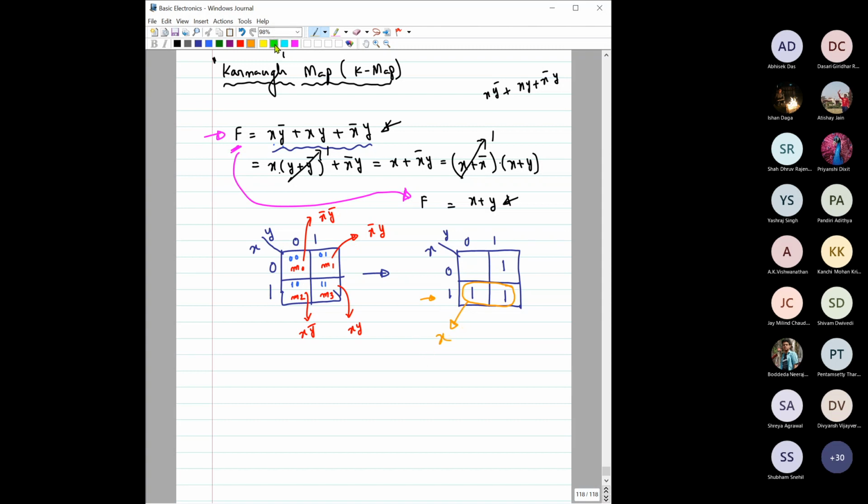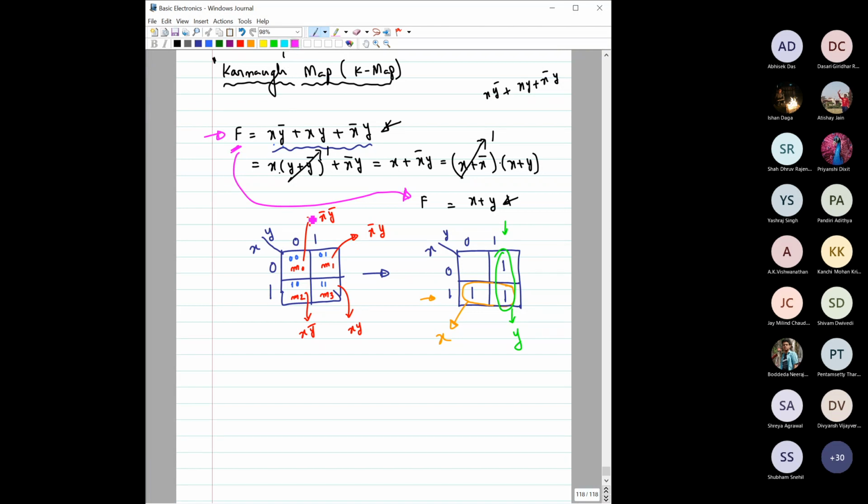Then you can see we can also do another grouping for this, right? It is this 1, 1. And here, if you notice, the x values are variable, so x values are gone. The y value is constant at y equal to 1. So this will give you y, right?